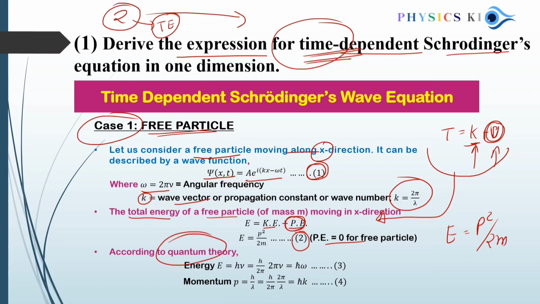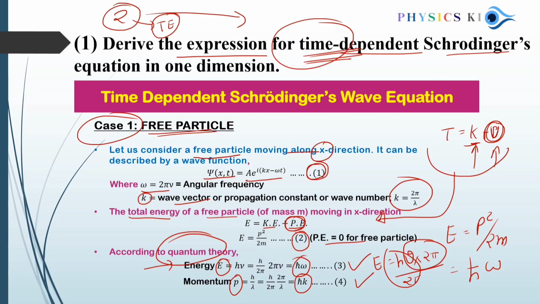Now according to quantum theory, you have to write energy as follows. We already know E is equal to h nu, but just multiply and divide by 2 pi. H by 2 pi is h cut, and 2 pi nu is omega. So you can write E is equal to h cut omega, and similarly p is equal to h cut k. So always remember these two equations, which are very helpful for the next steps.